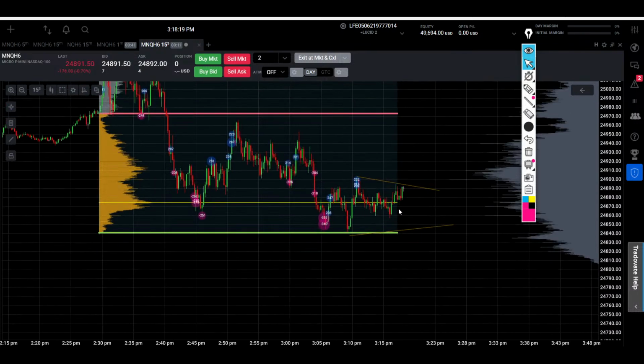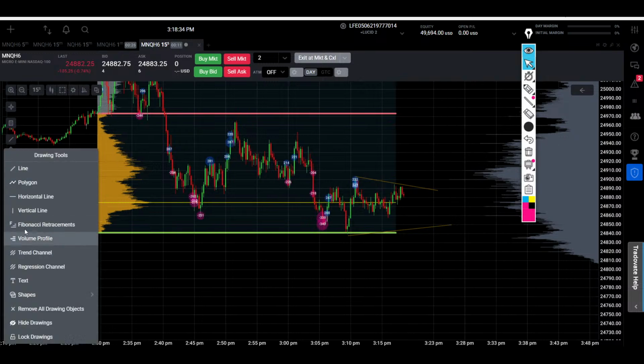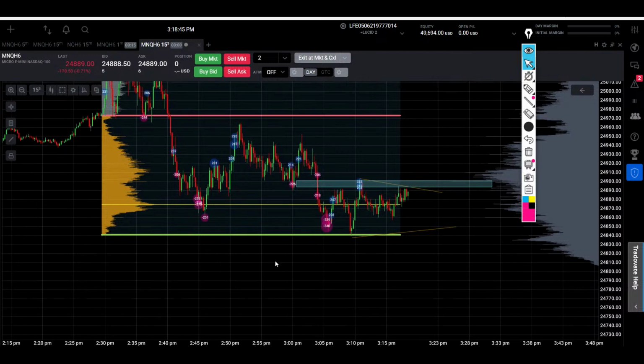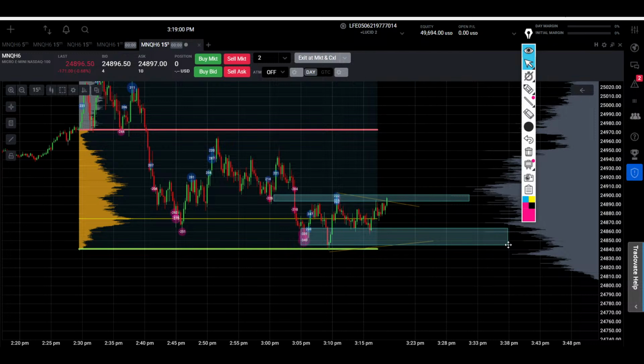Point of control. This is very strong absorption here. It won't let him go up at all. This is a strong area here. But still this is within the range. Range within a range, okay.